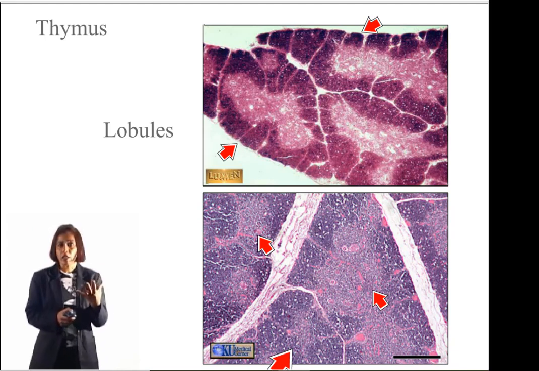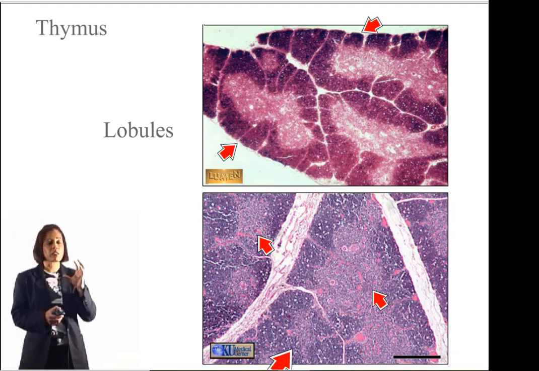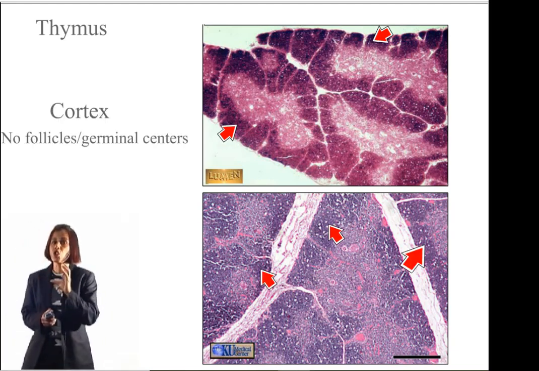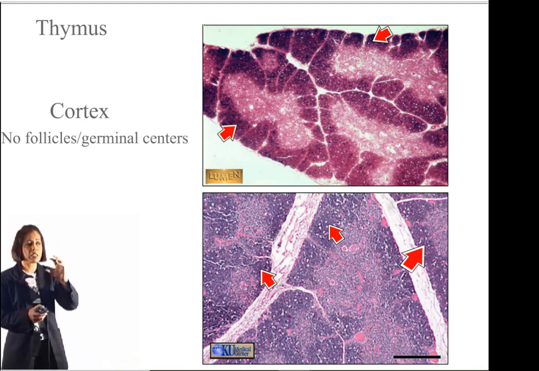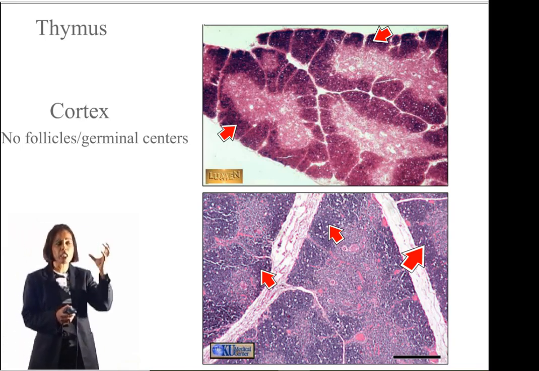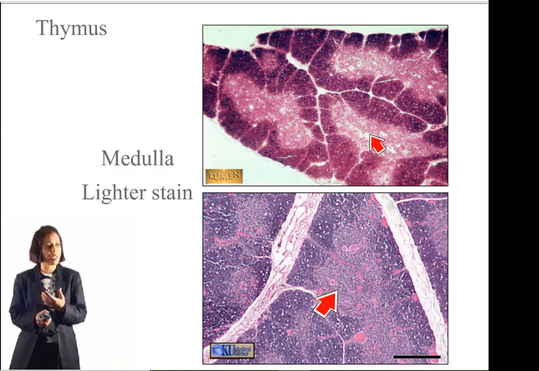Now when you look at the cortex, unlike the lymph node, the cortex has no follicles and there are no germinal centers. So you don't have round balls in the cortex, and instead it is actually a continuous layer. Now when you look at the medulla, you can see that it is definitely lighter stained, and in the medulla you will also notice light pink structures which are known as Hassall's corpuscles.